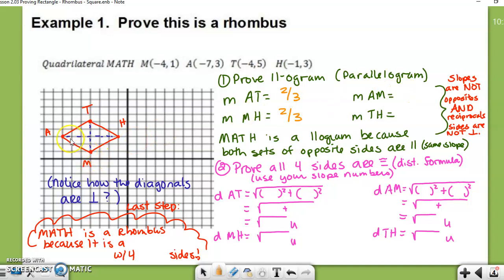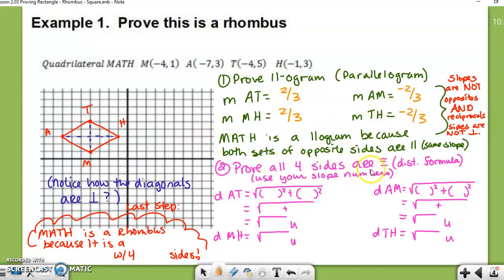Now I'm going to look at AM, drop 2, run 3. And TH is a drop of 2, a run of 3. Now the slopes are not opposites and reciprocals. They are opposite signs, but they're not reciprocals. So they are not perpendicular, so I do not have right angles where my sides meet. MATH is a parallelogram because both sets of the opposite sides are parallel. MA is parallel to AT, is parallel to MH. They have the same slope. And AM is parallel to TH, same slope.